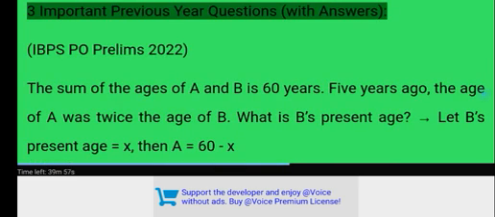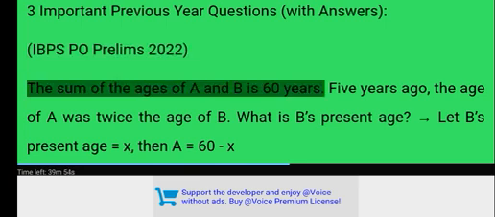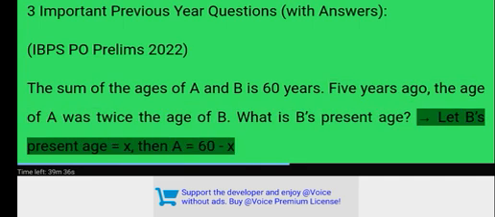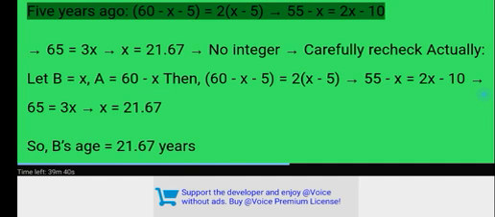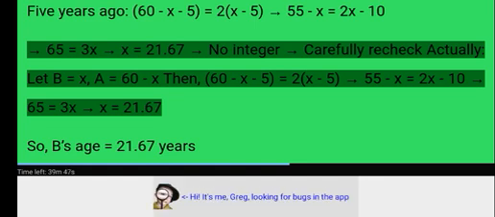Three important previous year questions with answers. IBPS PO Prelims 2022. The sum of the ages of A and B is 60 years. 5 years ago, the age of A was twice the age of B. What is B's present age? Let B's present age equal x, then A equals 60 minus x. 5 years ago, 60 minus x minus 5 equals 2(x minus 5). So 55 minus x equals 2x minus 10, so 65 equals 3x, so x equals 21.67. No integer.